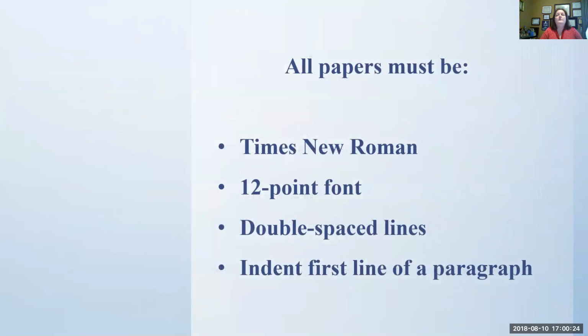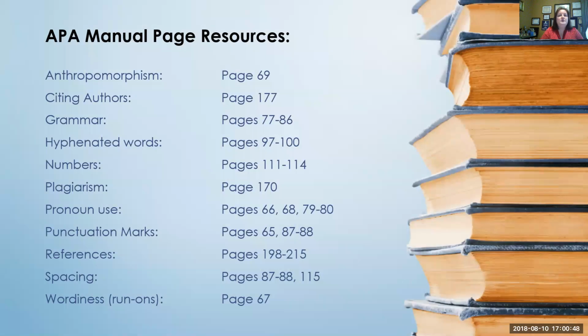So just to recap, all of your papers that you turn in must have the margins set correctly. Everything is in Times New Roman, 12-point font, double-spaced lines, and you indent the first line of every paragraph. Your indent is 5 spaces in, and you can have that set up so that your entire paper is correct. These are the page numbers that I believe are the most important that you may be using throughout your coursework, whether it's in undergrad or graduate.